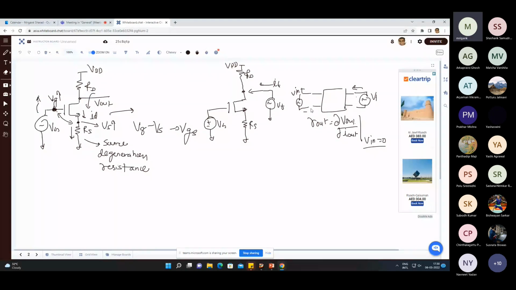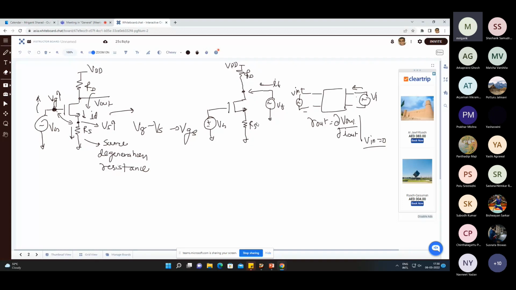Likewise here, in an actual simulation, if you want to estimate the output impedance, the DC condition must remain as it is. The gate voltage, VDD, RD, all those values remain the same, and then you apply a VT over here. What is the small signal equivalent of this?